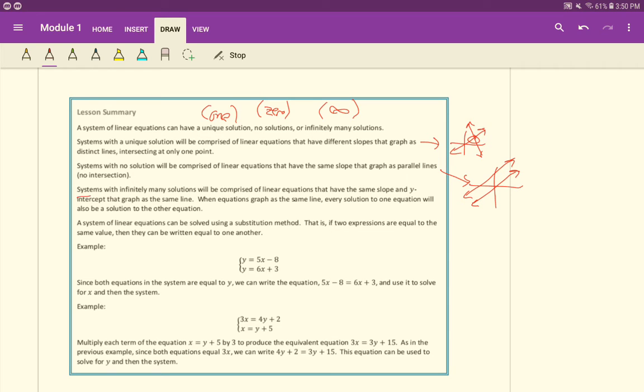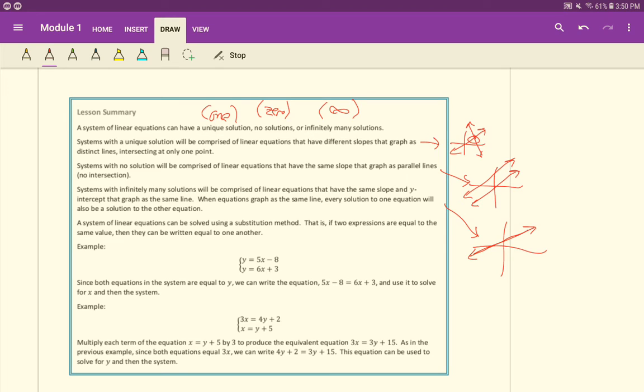Finally, systems with infinitely many solutions will be made up of linear equations that have the same slope and y-intercept, that graph then as the same line. And so they'll look something like this. It's hard for me to completely overlap it, but you get the idea. They completely overlap one another, and so it looks like one line when there are really two lines on top of each other.